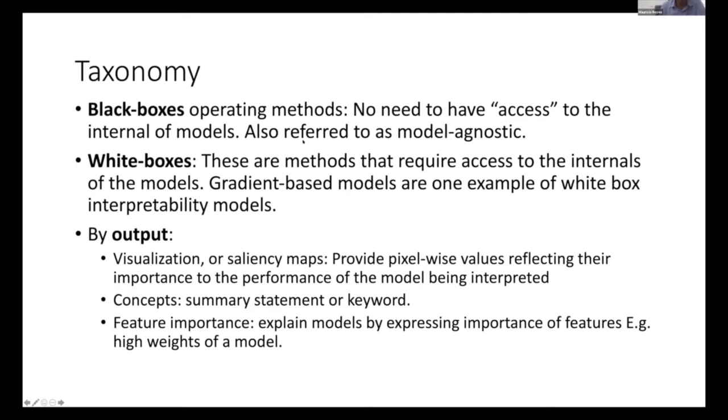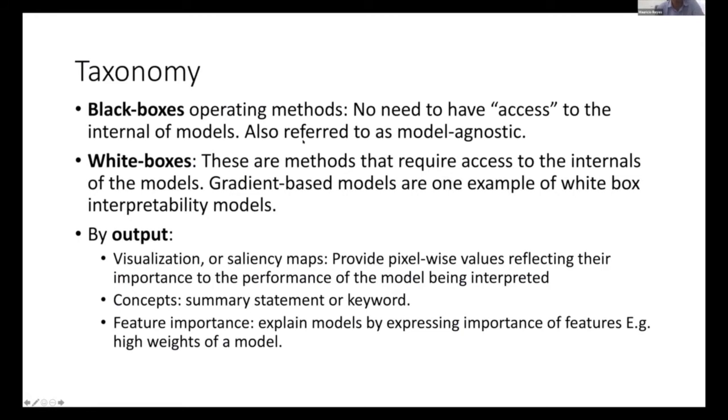And there are also methods that operate by output. So we could say methods provide a visualization. These are the Saliency Maps, as we saw before. So they provide a pixel-wise value reflecting their importance, or people also call it attribution of that pixel to the task.